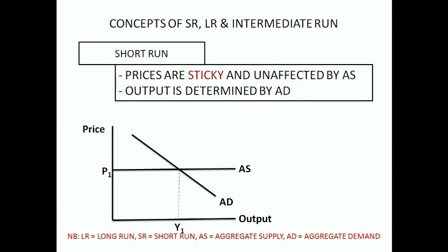First, the concept of short run, long run, and intermediate run in macroeconomics. In the short run, it is seen that prices are sticky and they are not affected by the aggregate supply, as we can see in the diagram. Output is determined by the aggregate demand.